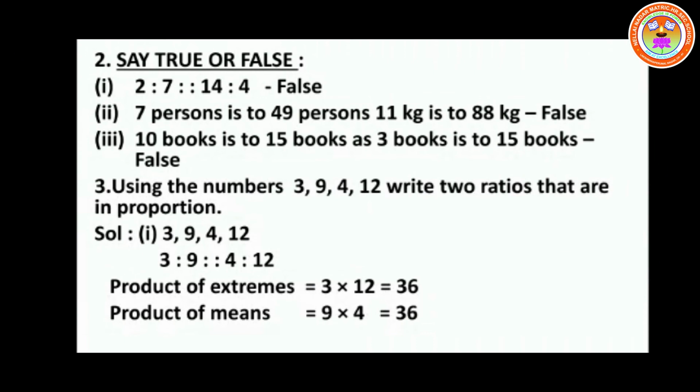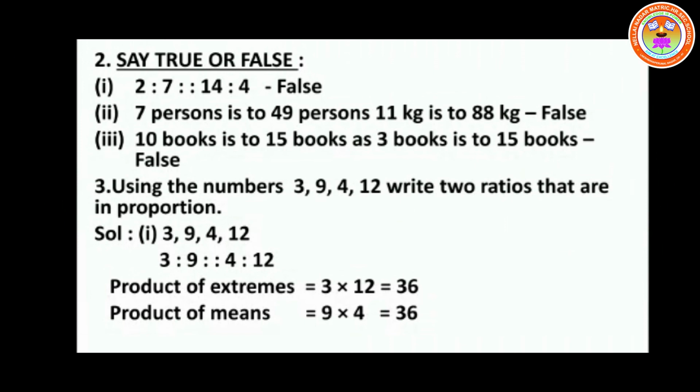Now subdivision 3, 10 books is to 15 books. So 10 by 15. And 3 books is to 15. So that is also false. Here 10 and 15, here 3 and 15. So it is not a proportion, so false.